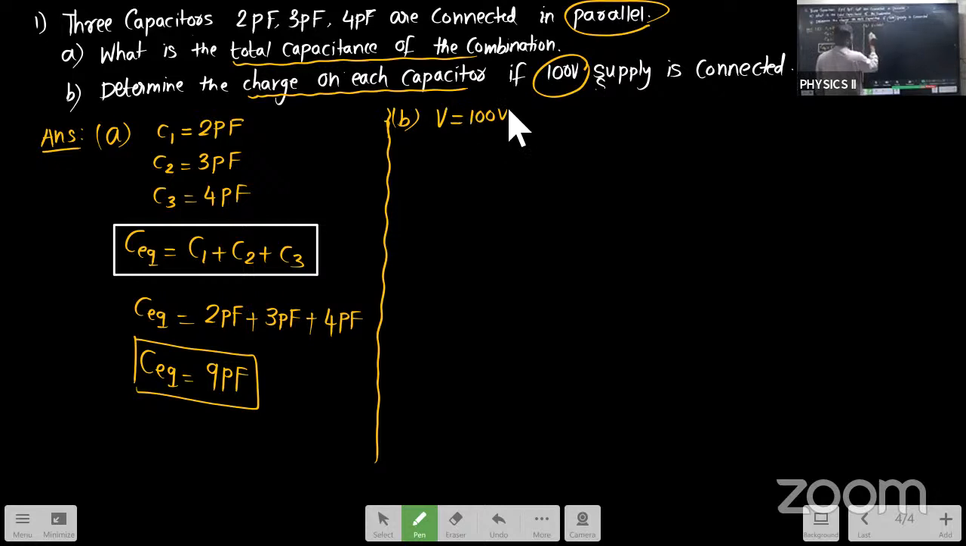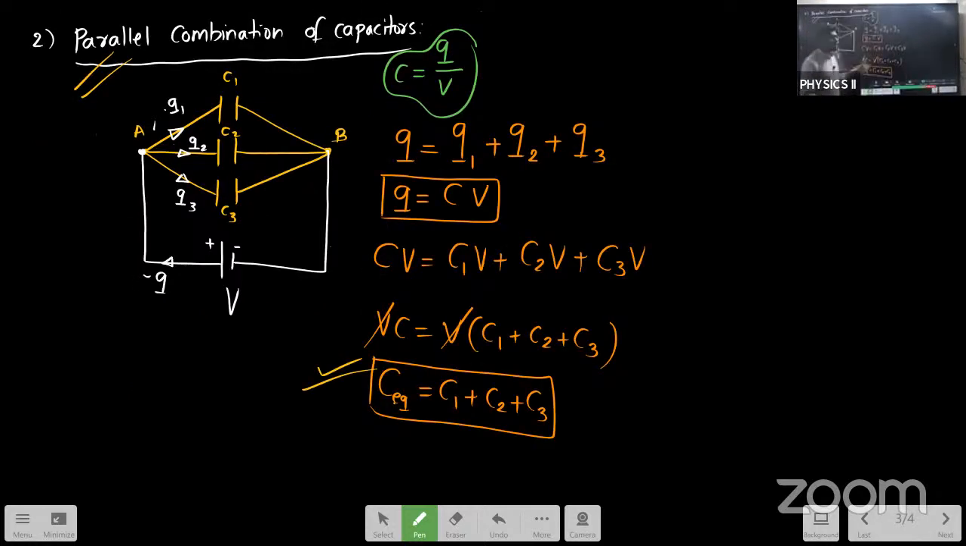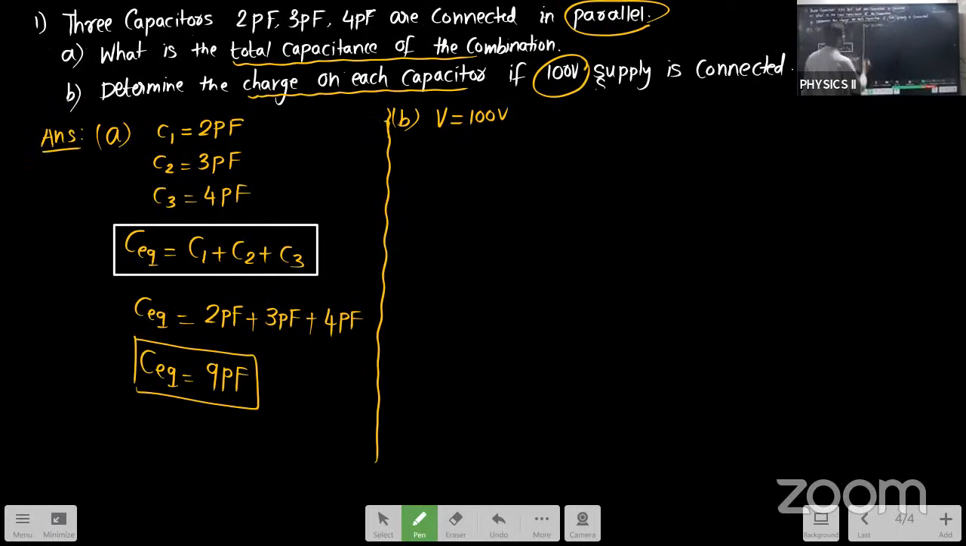He is asking you to determine the charge through C1, C2 and C3 capacitors. We know that in case of parallel combination, potential remains the same. Whatever potential is here at A and B, the same potential will be here. In parallel combination, potential will be constant. So I can write Q is equal to C into V. This is the general formula. C is equal to Q by V and charge Q is equal to C into V.